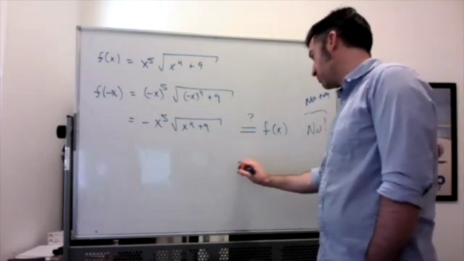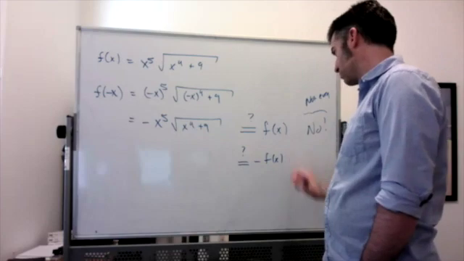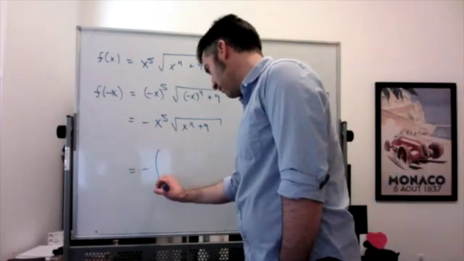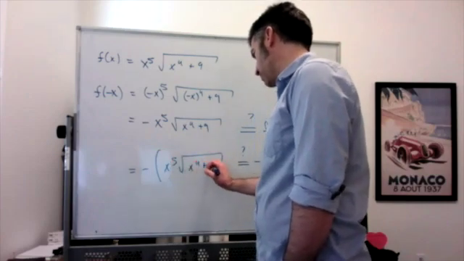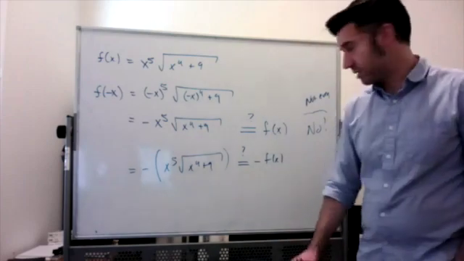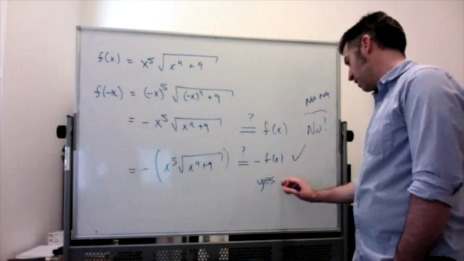Is it equal to negative f of x? It is, right? Because I can just rewrite this as negative x to the fifth times the square root of x to the fourth plus 9. And that is equal to negative f of x. Yes. So it's odd.